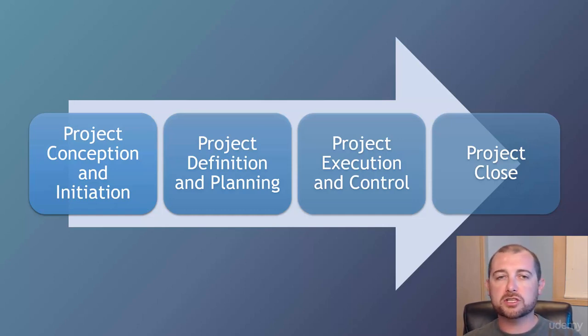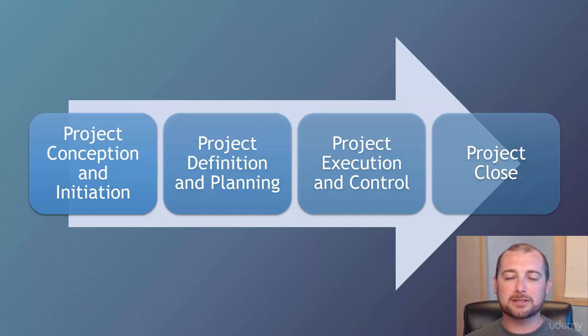We then went into project definition and planning, where we defined that project in a little bit more detail, as well as planned out our schedule, our quality standards, our go-live plan, and all of the details for how the project would be run. Our next stage of the project management process is project execution and control.